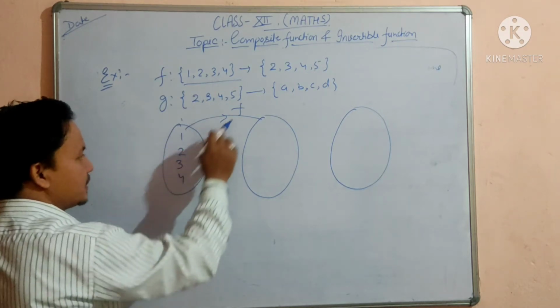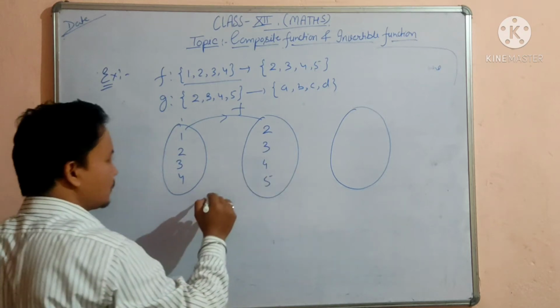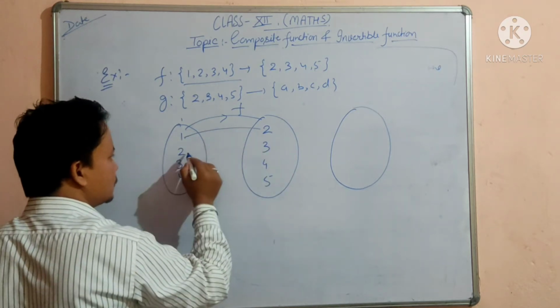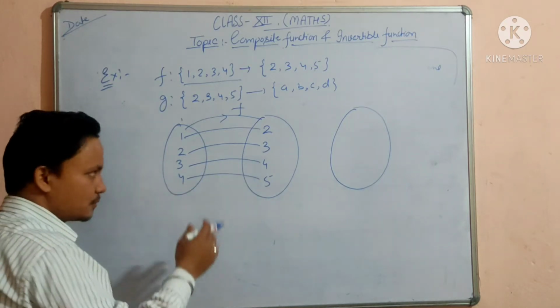There are 4 elements in the domain, and what is the corresponding codomain? 2, 3, 4 and 5. Okay, so 1 is related with 2, 2 is related with 3, 3 is associated with 4, and 4 is associated with 5. Let us suppose.